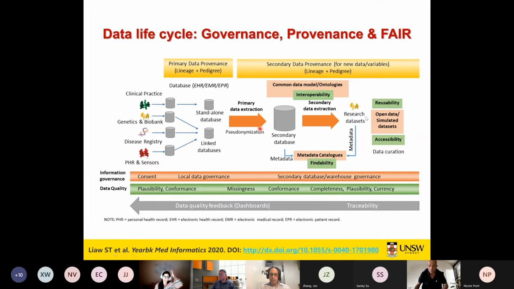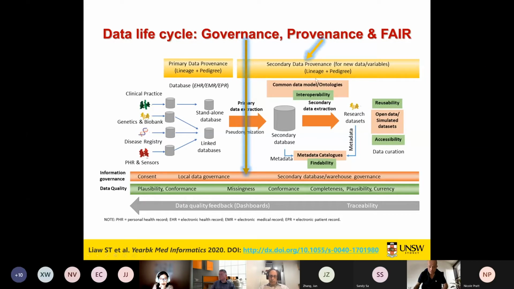Now, in terms of the data quality life cycle, it goes right through from left to right. Data collection and data creation, extraction, and hopefully use. So the first important thing is governance. We need to think about that, and that includes governance at the local level as well as the secondary data warehouse level.